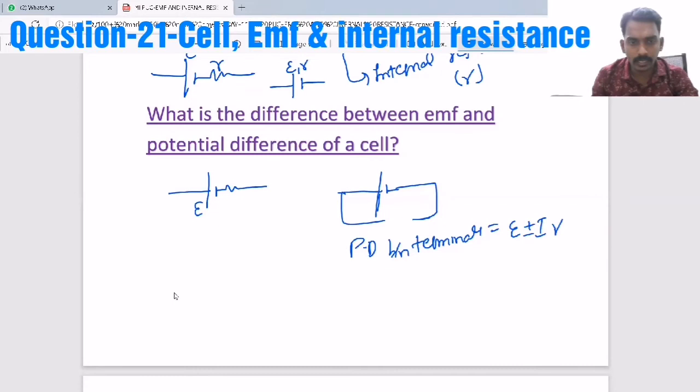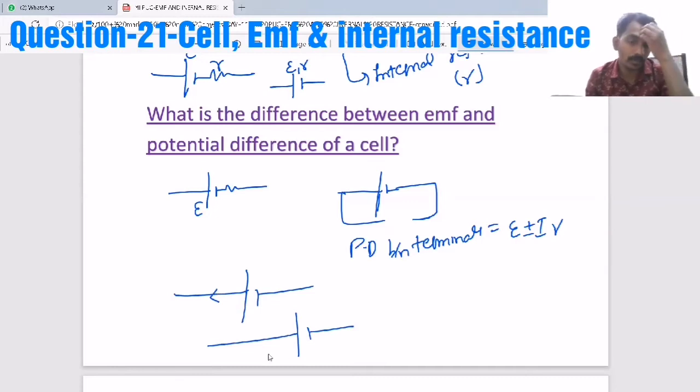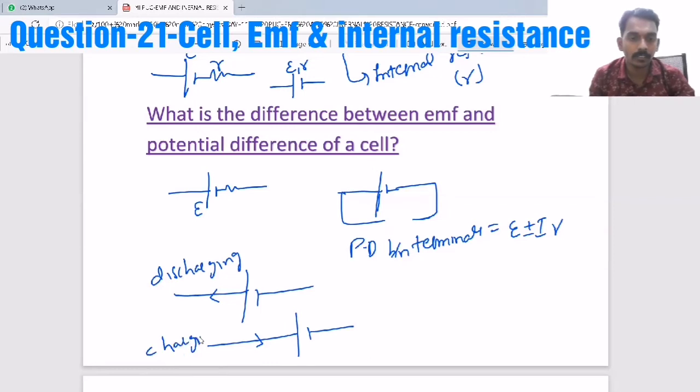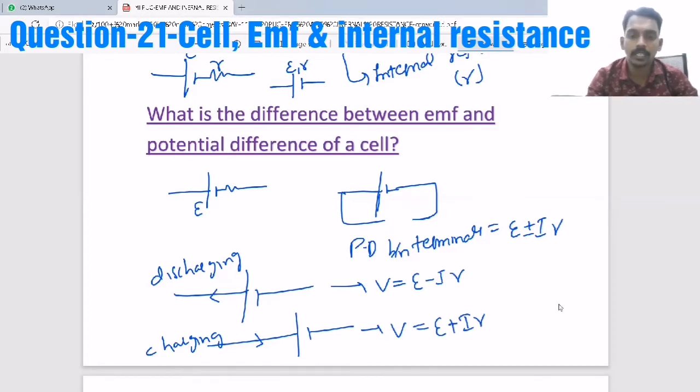When you consider a cell, there are two options: current is drawn from the cell, which is discharging, or we are charging it. This is the case of discharging. This is the case of charging. In case of discharging, V equals epsilon minus IR, and in case of charging, V equals epsilon plus IR. This we actually calculate from Kirchhoff's laws.